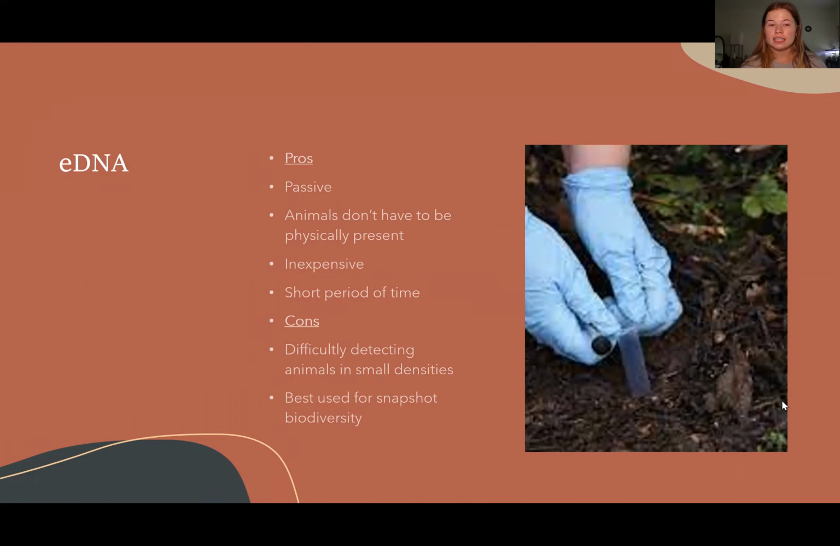And a pro of this is, again, it's passive. It will not be disturbing the okapi population negatively in any way. The animals also don't physically have to be present, which is great for the okapi because they're so elusive, very hard to find. And it's relatively inexpensive for the amount of information you're going to be acquiring. And this is a very short period of time. It's not a long study. You go out, get a sample, bring it back to the lab, and analyze the sample.